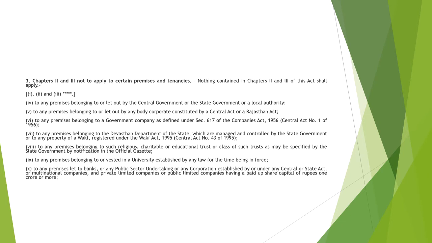Then eighth is to any premises that is belonging to any such religious, charitable or educational trust or class of such trust as may be specified by the state government by notification in the official gazette. Ninth is to any premises that is belonging to or is vested in a university established by any law for the time being in force.